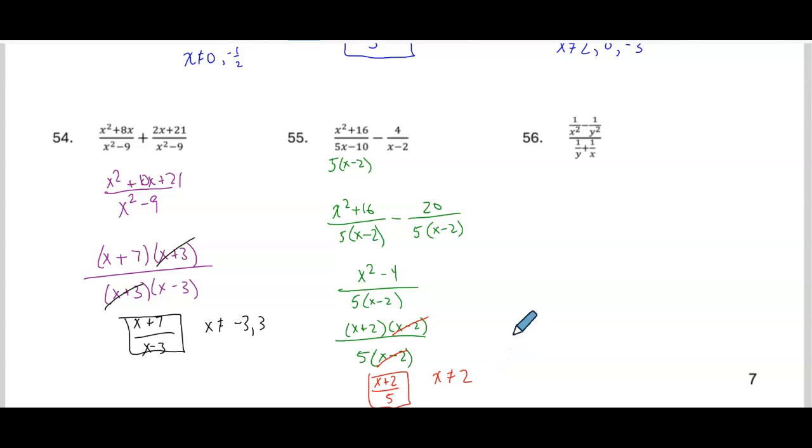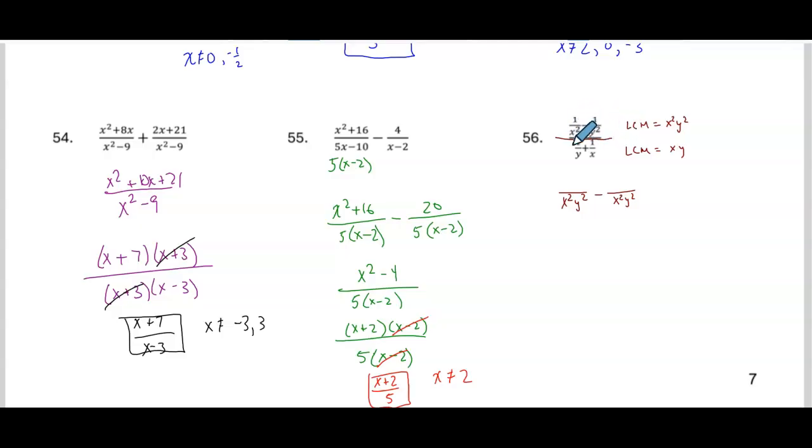Okay, and we have a complex fraction in number 56. So in this numerator, the LCM for the denominators would be x squared y squared. And in the denominator, the LCM for those denominators will be xy. All right, so going through the numerator, I want to make those both x squared y squared. And I'm just doing the top half here.